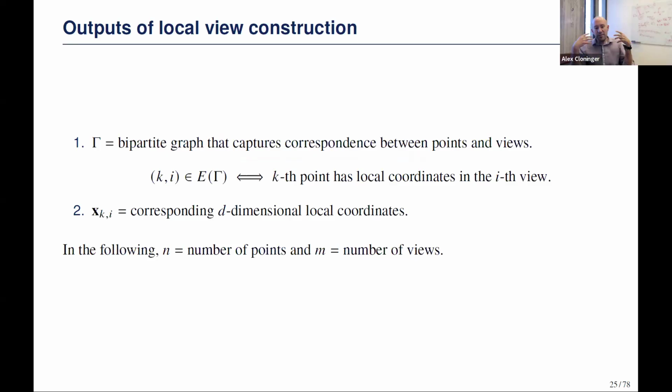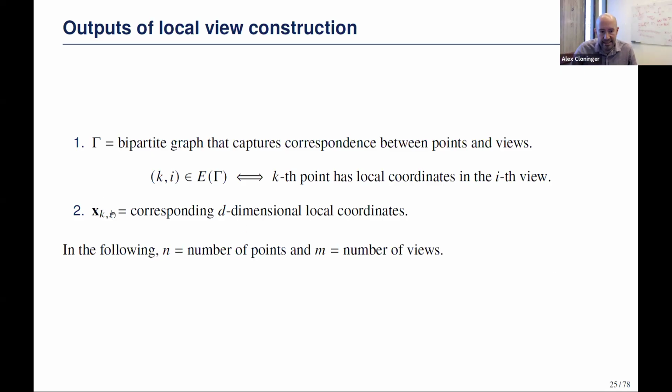So the first, what's the algorithm? The algorithm is basically, we build a bipartite graph. You have all of your points, n points, and you also have all of your views. Each point gets mapped to several views, right? Because your views overlap with each other.